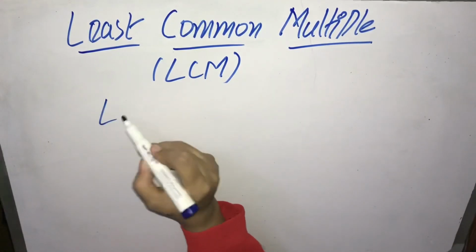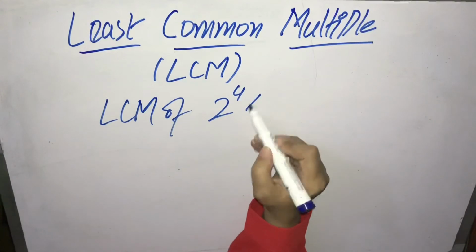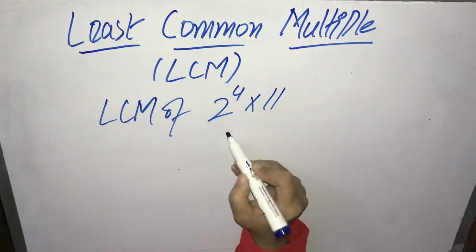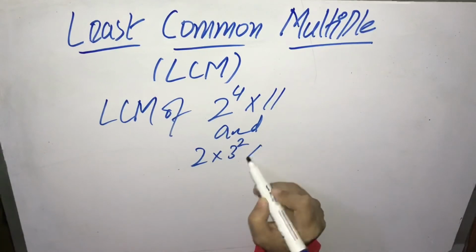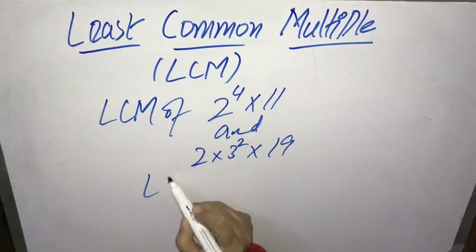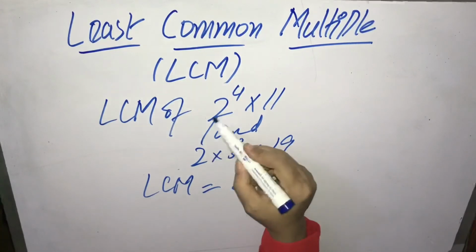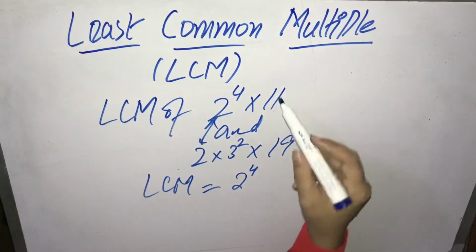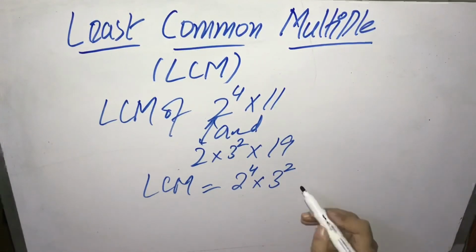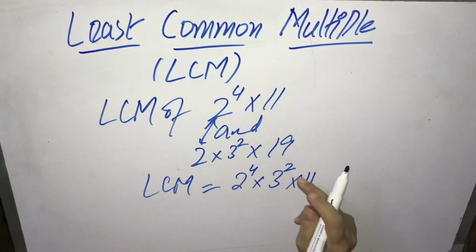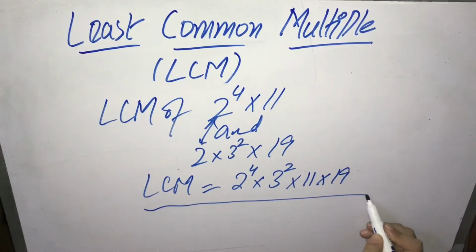Another example, 2 power 4 cross 11 and 2 cross 3 power 2 cross 19. The LCM will be 2 power 4, maximum power of 2. There is no 3 here, but 3 power 2 is part of LCM, 11 power 1 part of LCM, 19 power 1 is part of LCM.